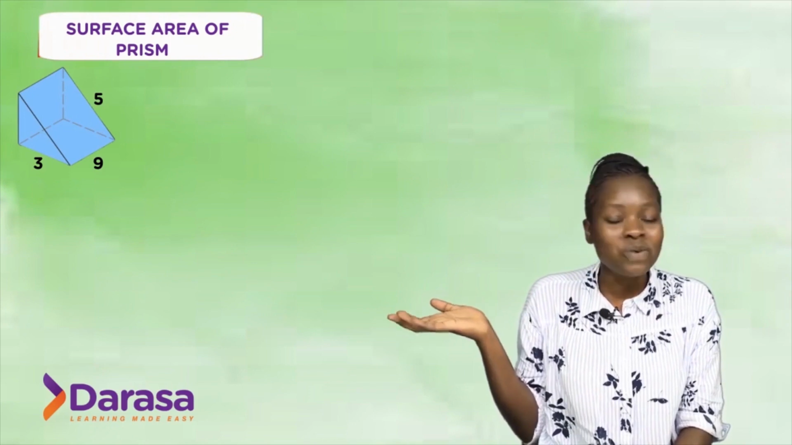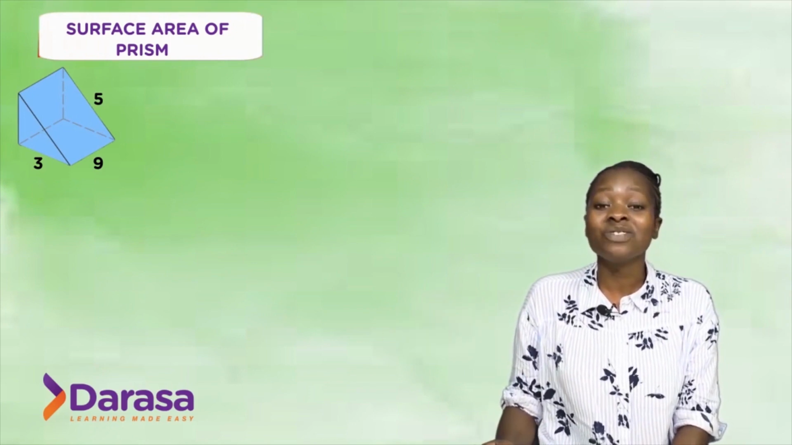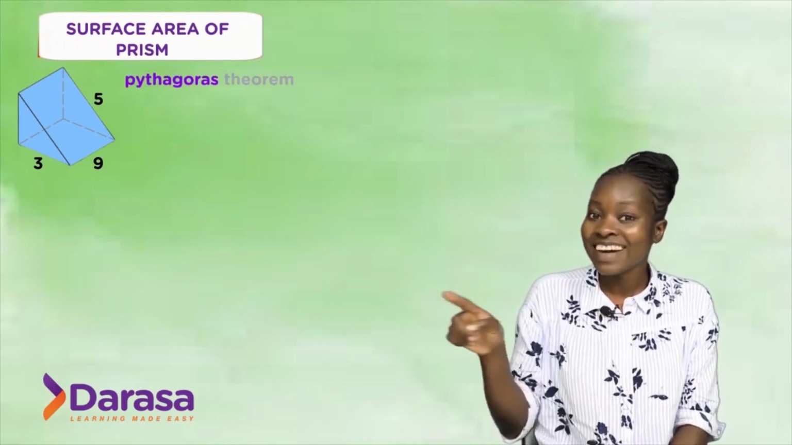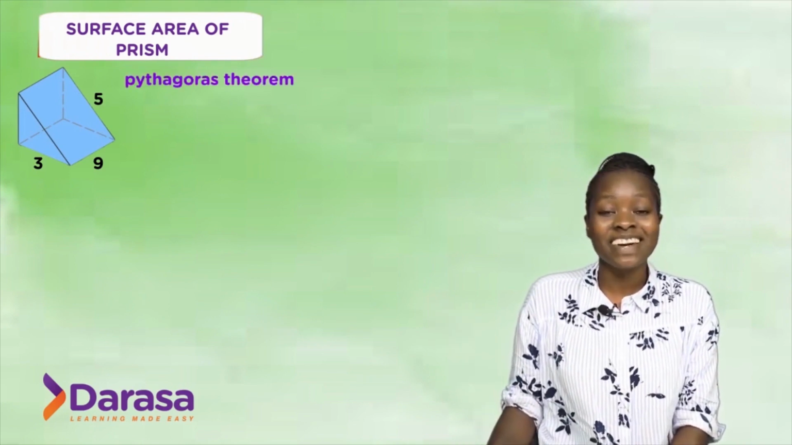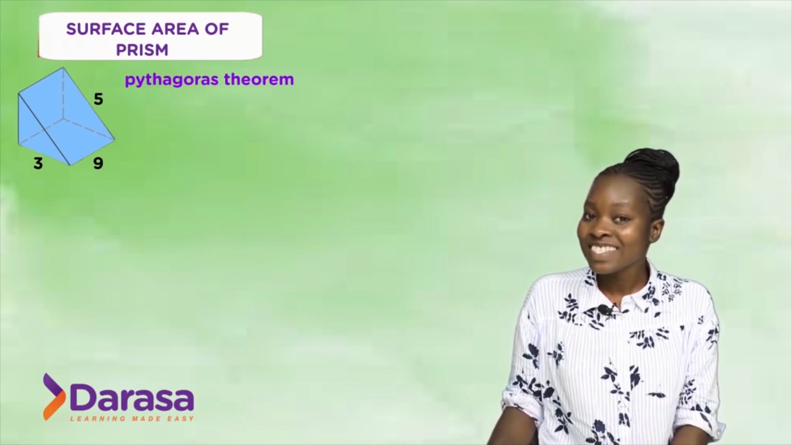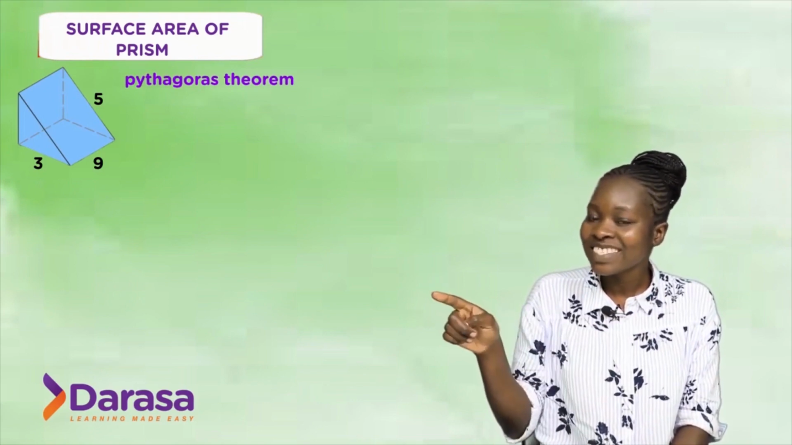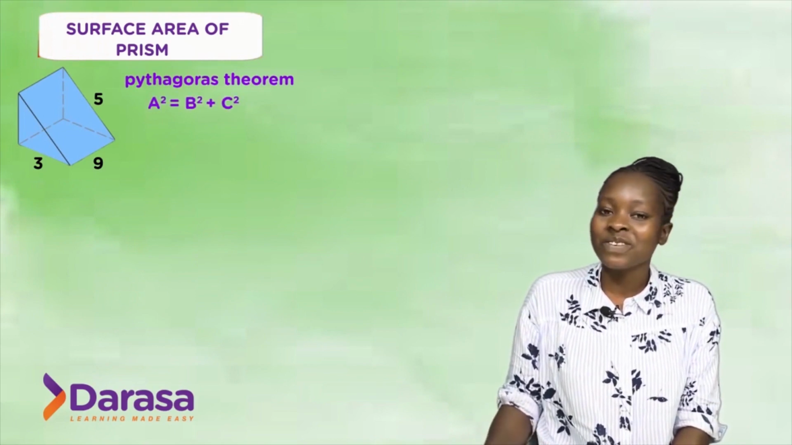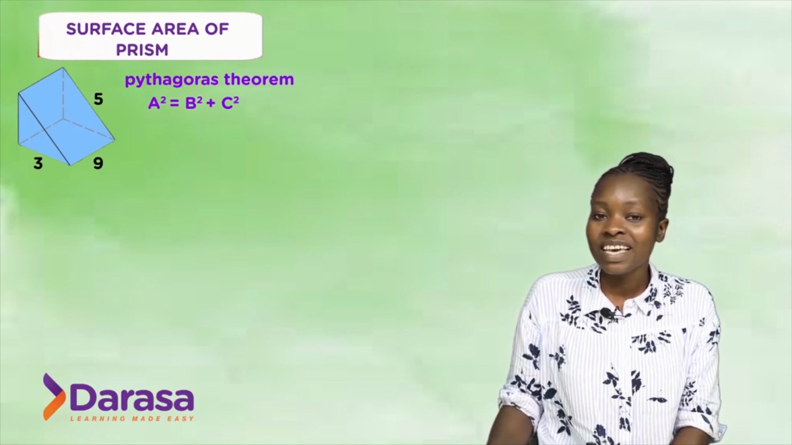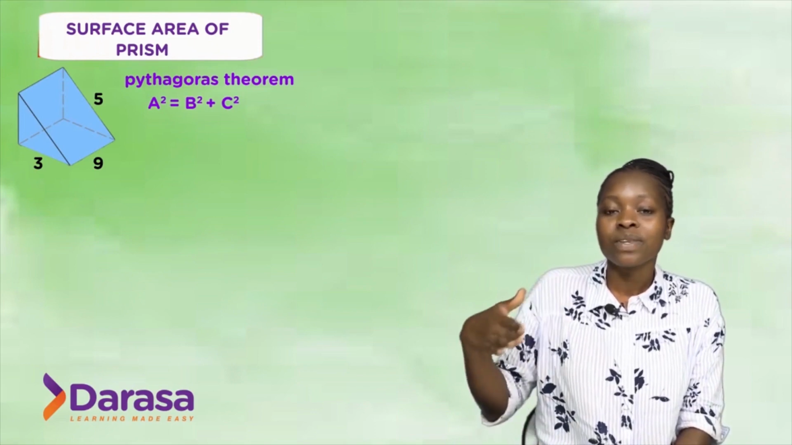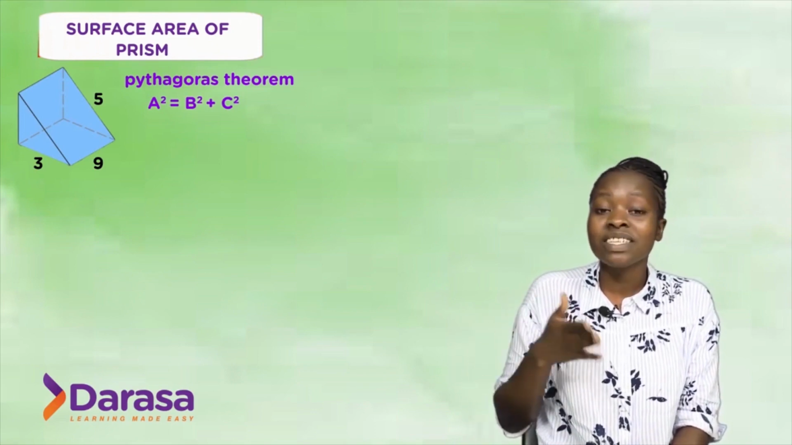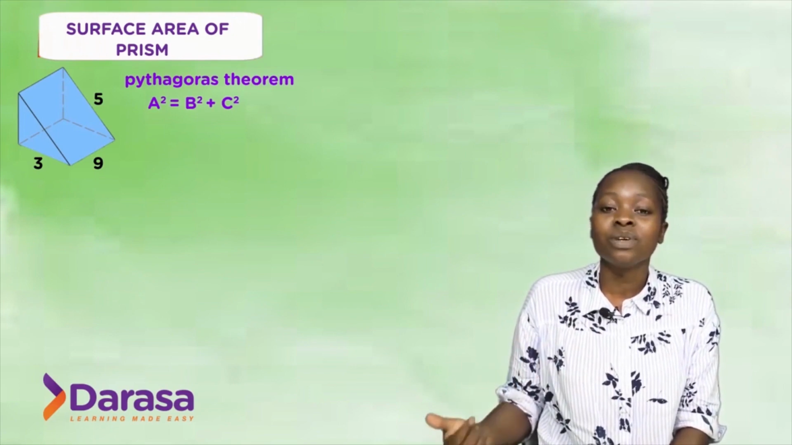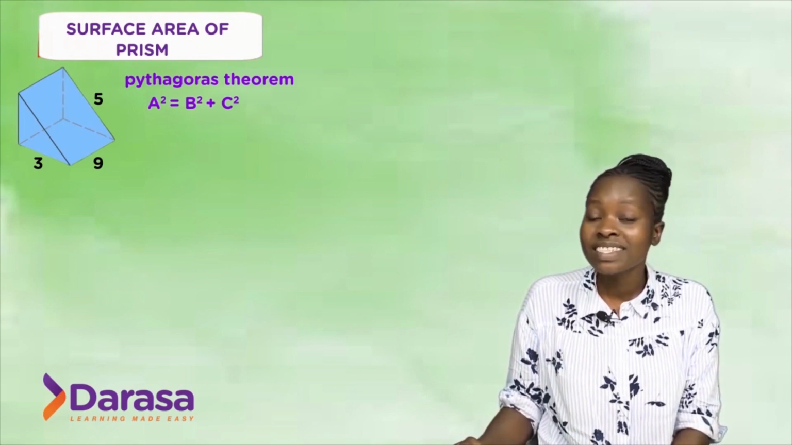But in our diagram, we don't have the height. So you have to look for the height. Remember, we use the Pythagoras theorem. And the Pythagoras theorem states that a squared is equal to b squared plus c squared. So any side can be your A, B, but your C, your hypotenuse, changes everything. But here we're looking for our height. So we have our base as 3, we have our hypotenuse as 5. So how do we get our height?